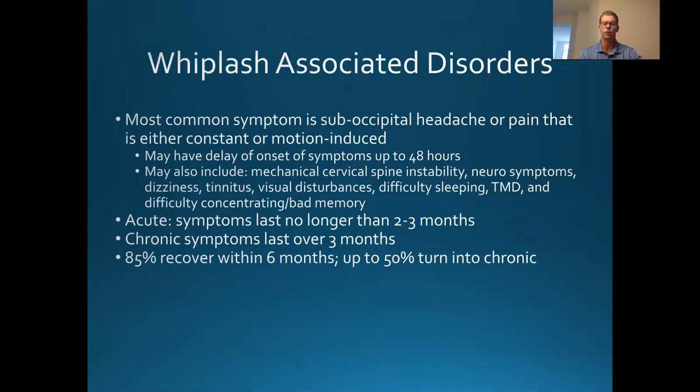Chronic symptoms then are going to last over 3 months. About 85% return to full recovery within 6 months, and then up to 50% can turn into chronic whiplash-associated disorders. And you read that statistic and you're saying, what does that mean? How is that possible? Basically, because there's so many other biopsychosocial factors contributing to whiplash-associated disorders, a great majority of these people, depending on what their situation is, it can turn into a chronic issue, and those are things beyond the realm of physical therapy.